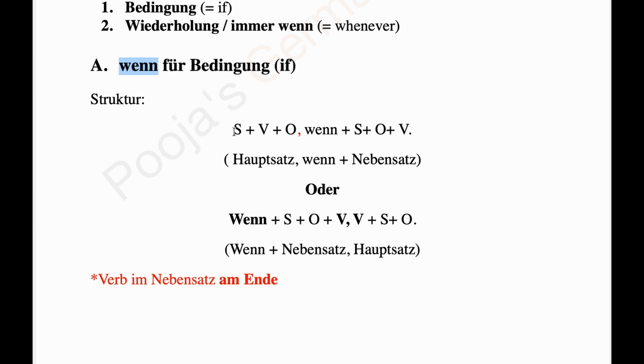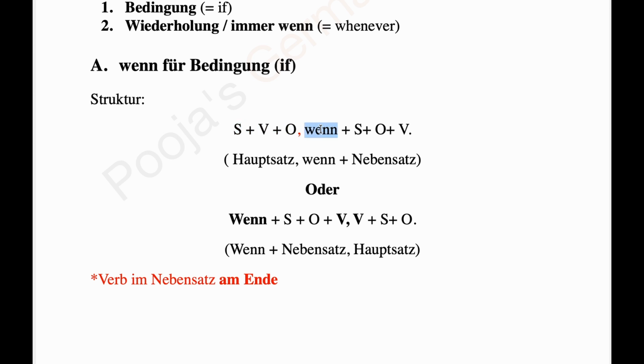First is that we start with the Hauptsatz. First sentence structure is that we start with the main clause in which the verb will stay in the second position. Then we will put a comma. I have highlighted this comma in red because this comma is very important. So, after writing this main clause, we will put a comma.